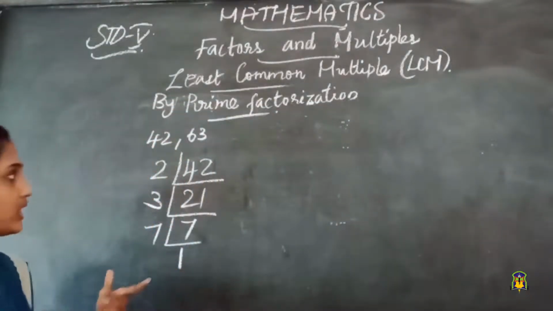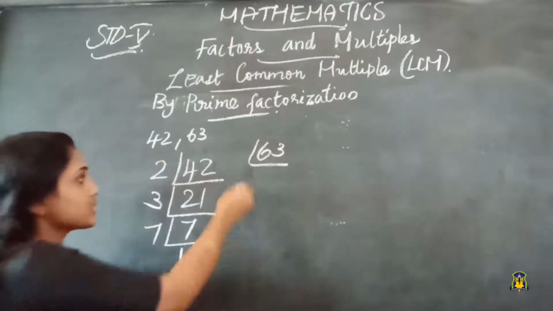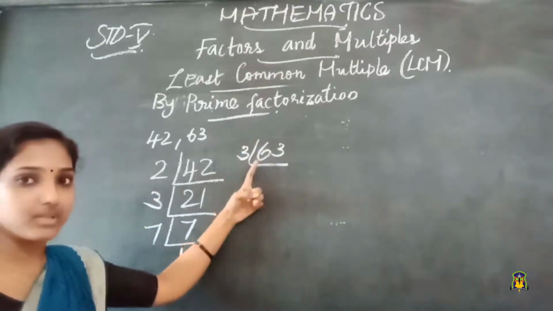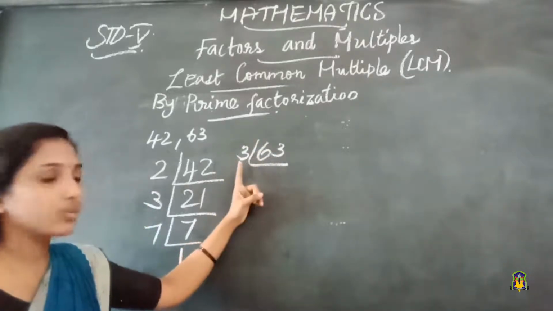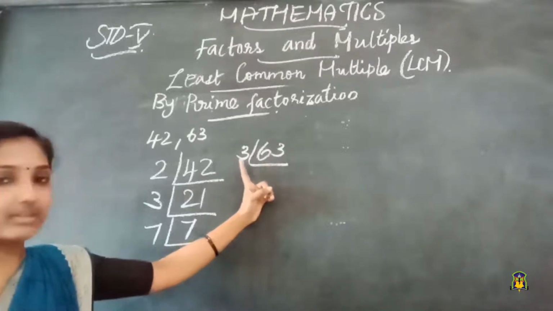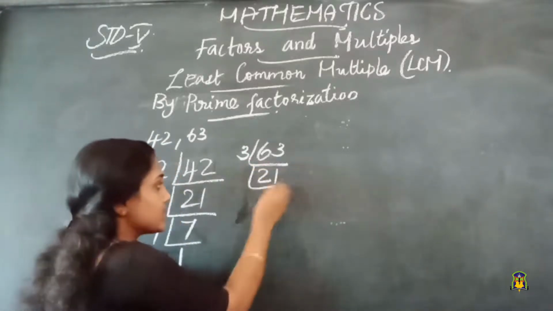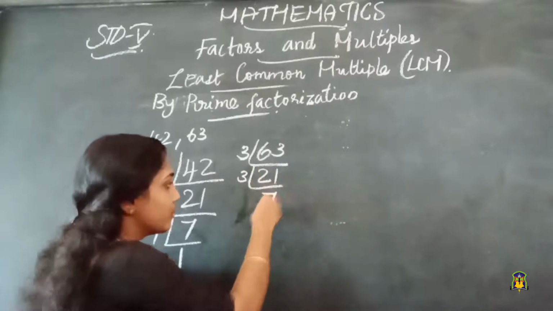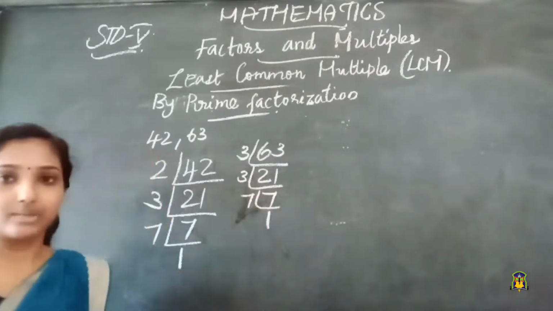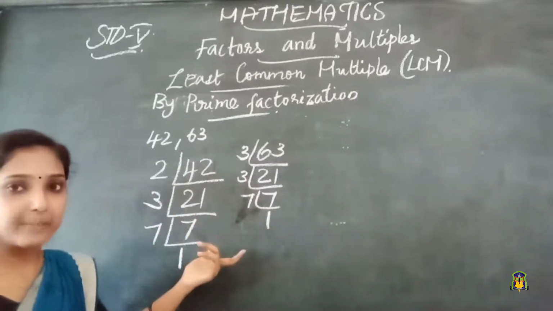So 42 is over. Next, we will do the prime factorization of 63. 63 is an odd number, which is not divisible by 2. So we just move on to our next number, that is 3. 63 divided by 3, what will be the answer? It's 21. Again 21 divided by 3 we get 7. Again 7 divided by 7 we get 1. So we have done the prime factorization of the two numbers, right?